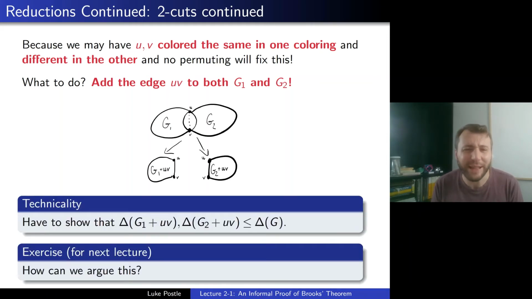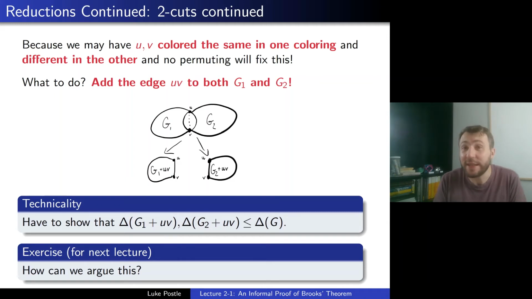But again, there are technicalities, right? One is we have to show that the maximum degree is not actually larger than the original maximum. So when you add the edge UV, that Δ of G1 plus UV and Δ of G2 plus UV are not bigger. And how can we argue this? Again, this is an exercise for next lecture when we do the formal proof, but maybe think for a moment or pause and come up with the answer for this. There is a way to do it, and again, that's just a technicality.